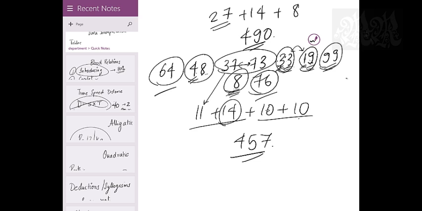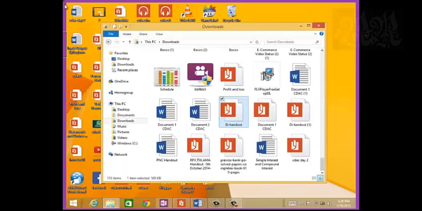Are we absolutely clear with this? Let's look at a set then. Let's look at a question on data interpretation tables. Have a look how it works.